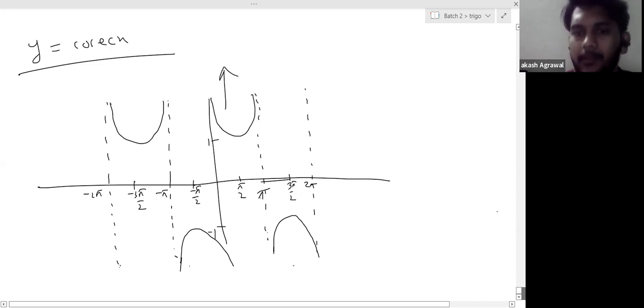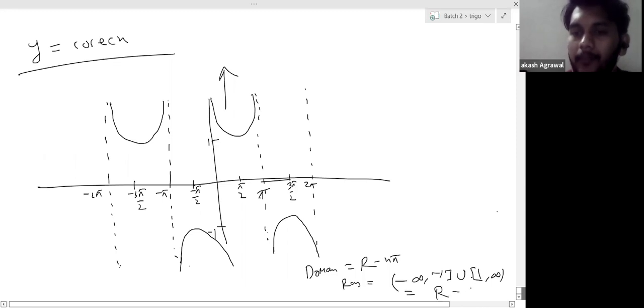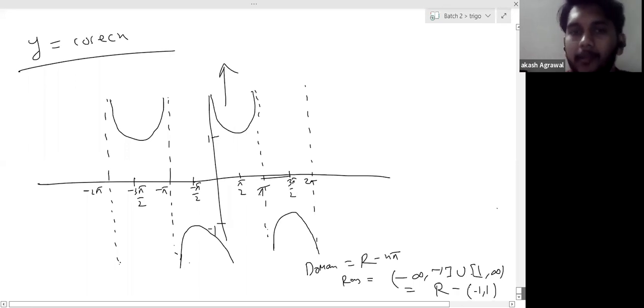All right, the domain here is R minus n pi, range is minus infinity to -1, including -1, union 1 to infinite. All right, or you can write R minus the open interval -1 to 1. All right, same thing, draw this one.